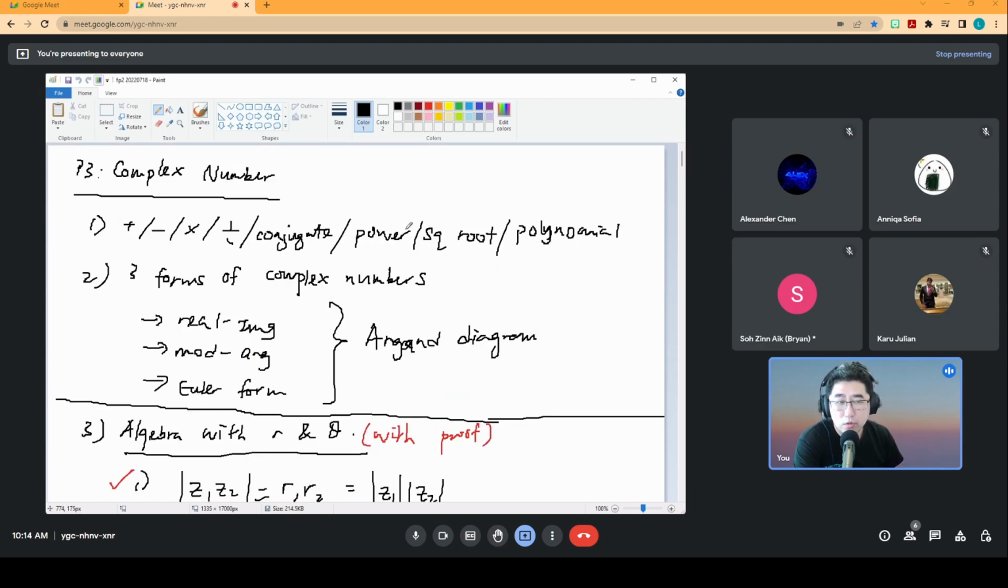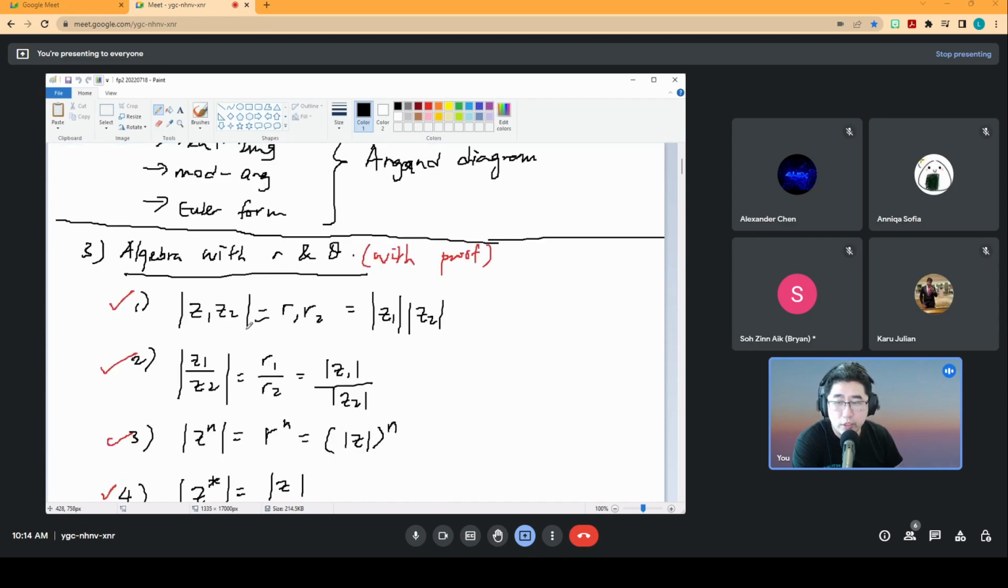Okay, so until 18th of July, we are already done with the algebra. We have already done with the tree form. Then you are required to know some complex algebra. Of course, over here you are required to know it with proof.